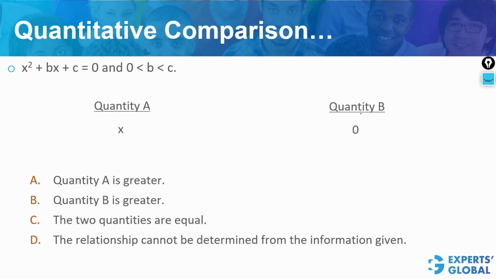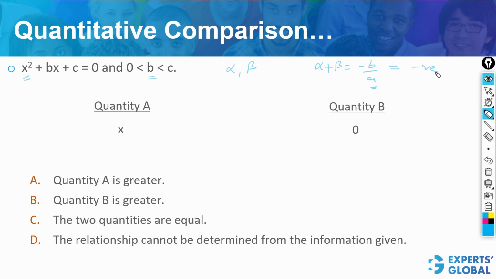Please pause the video and solve this problem. If two roots of this quadratic equation are alpha and beta, the sum of the two roots is minus b by a. It's given that b is positive, a we know is 1. Therefore, the sum of the roots is negative, and the product of the roots we know is c by a, which is positive because c we know is positive and a is 1. Therefore, the sum of the roots is negative, product is positive.